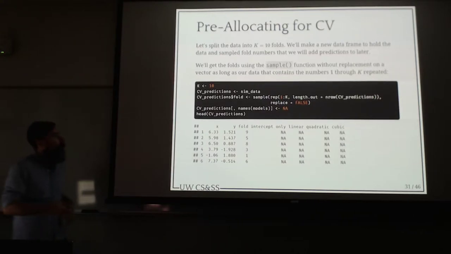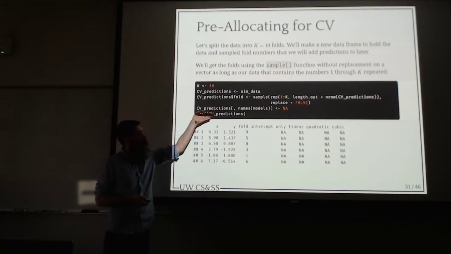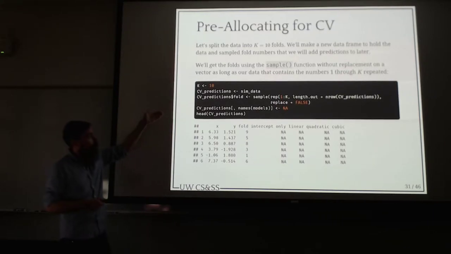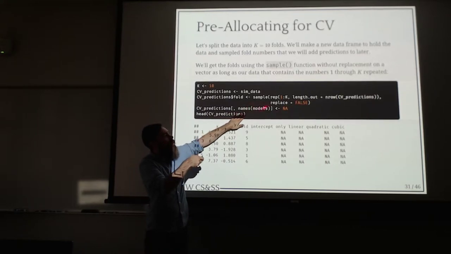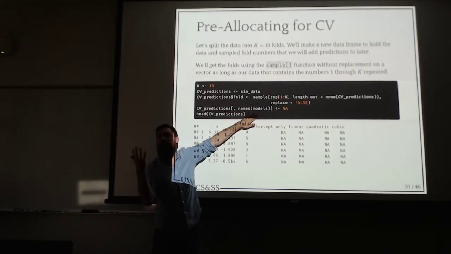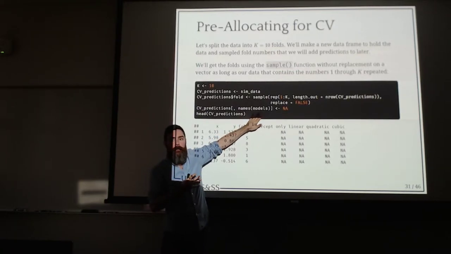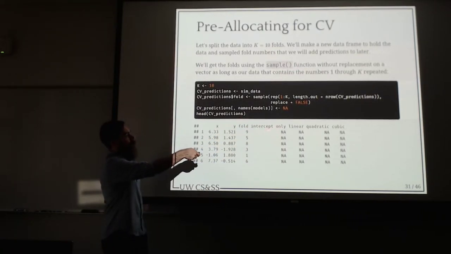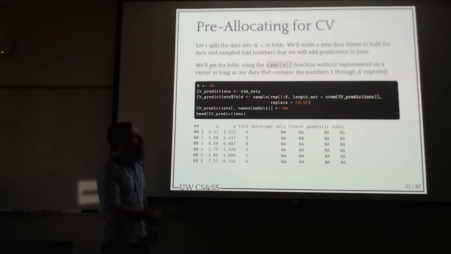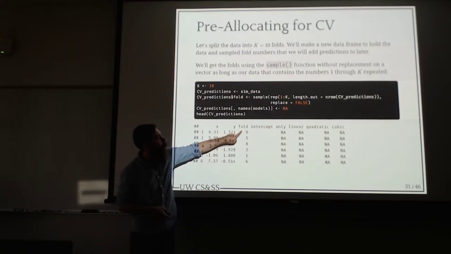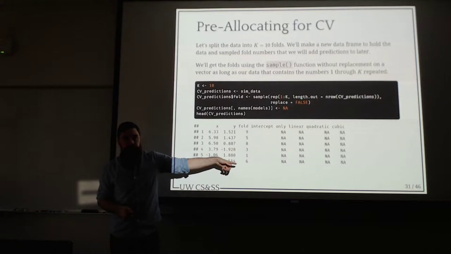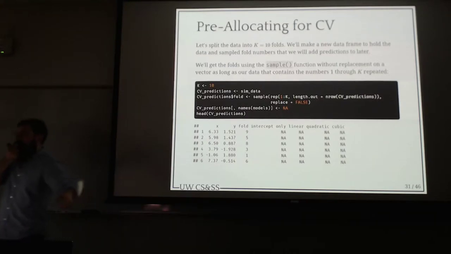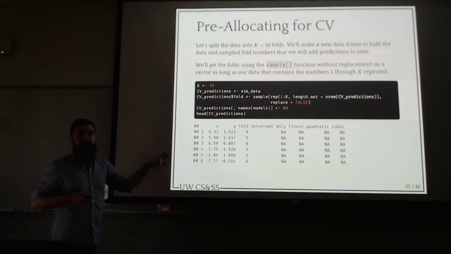Okay? Then we're going to create a bunch of empty columns to store our predictions in. So I'm saying CV predictions, assign NA to names models. Names models, there's four different models. This creates four different columns with the names of those models. So we got a column: intercept only, linear, quadratic, and cubic. This data here generated a fold column, randomly assigning numbers 1 through 10 to our observations. Okay? It's okay if you don't know exactly what's going on here. This is sort of a complex example.